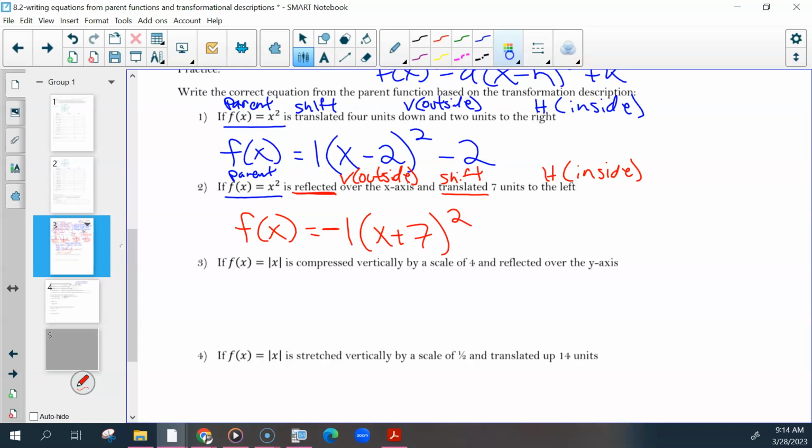Do we have anything on the outside of that we need to put? Do we have a K value? No. We weren't given one. It didn't say translated some amount of units up or down. So that's it. So don't start making things just because you don't have something. Just do what it says. Okay, questions so far?